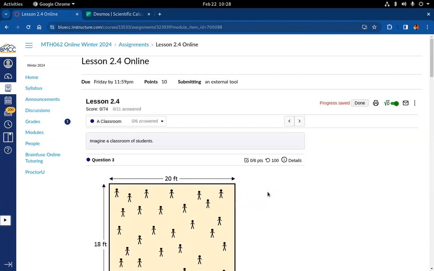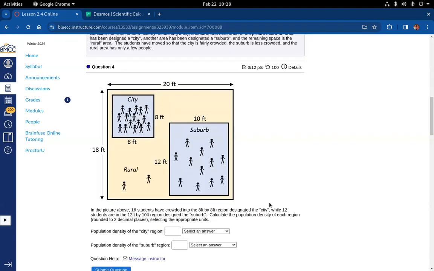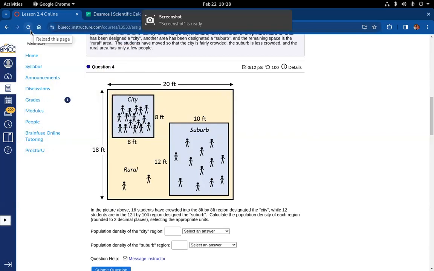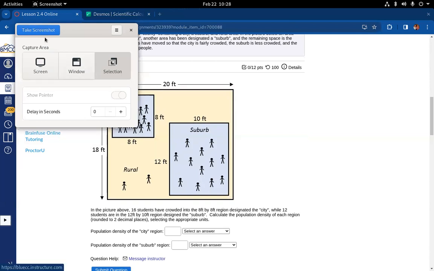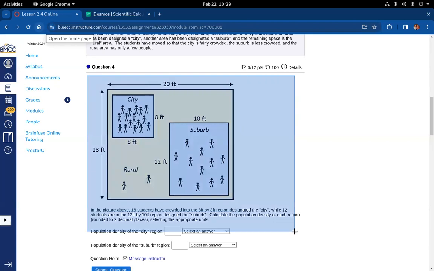And we're going to play around with looking at square miles instead of square feet. So let's play with this one. I need all of this.